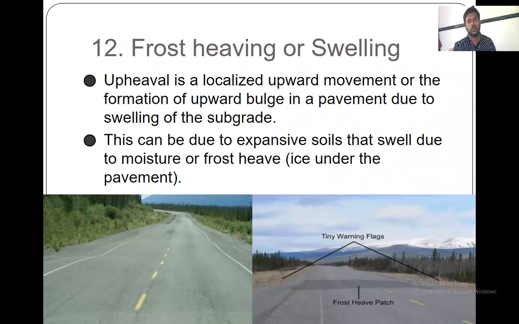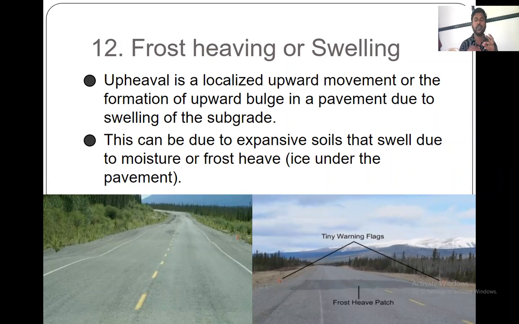Upheavals are localized upward movement, or the formation of an upward bulge in the pavement, due to the swelling of the substrate. This can be due to expansive soil that swells due to moisture or frost, that is, the ice under the pavement. What is the reason behind that?